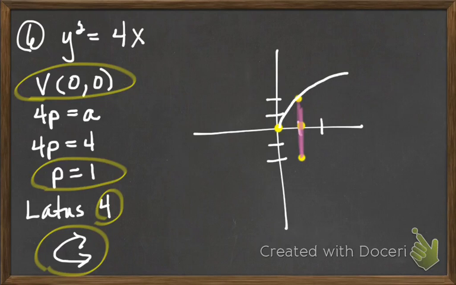So really, when it comes down to it, you're only sketching your parabola through 3 points: the 2 points on the outside of your latus rectum, and then your vertex. Your latus rectum always goes right through the focus, and your focus is always the midpoint of your latus rectum.